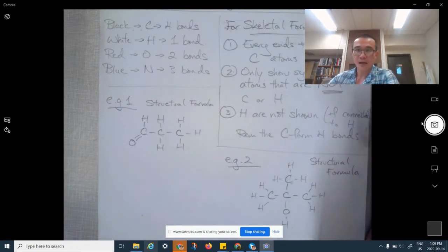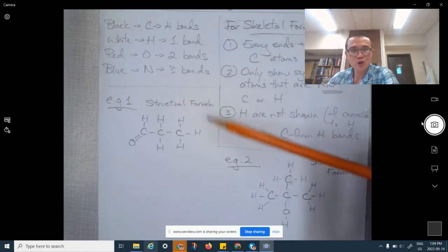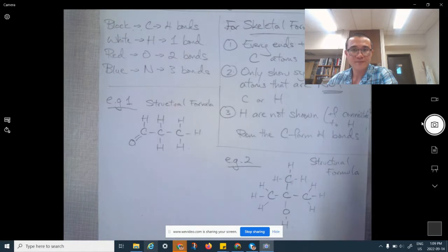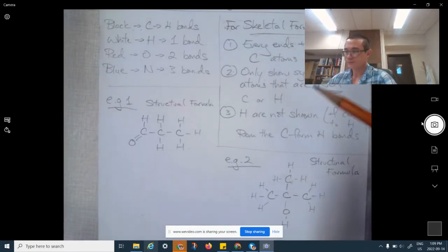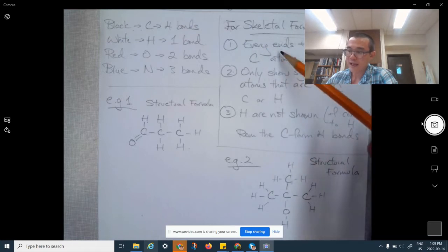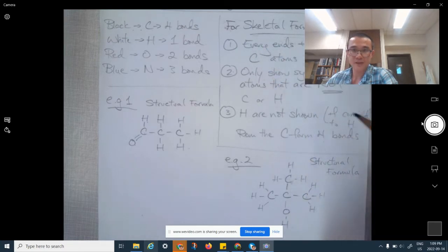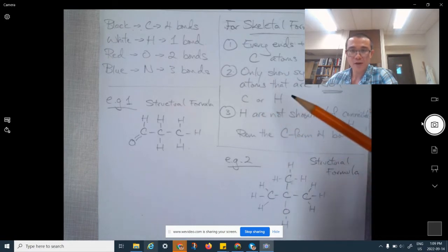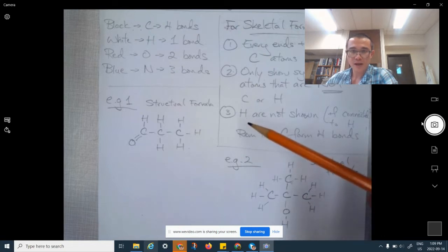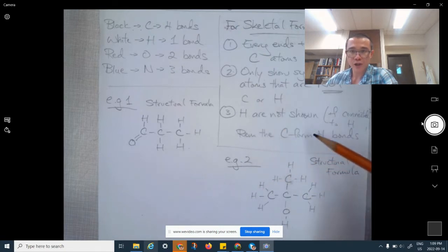So in this case, chemists or biologists or biochemists developed this skeletal formula. The diagram is a little bit cleaner and easier to read. Now, you have 3 rules. Rule 1: every turn, corner and end is a carbon atom. Rule 2: you only show symbols of atoms that are not carbon or hydrogen. And rule number 3: hydrogens are not shown if they're connected to a carbon.